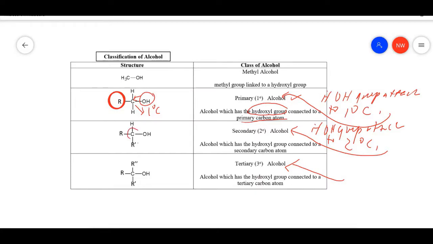So as you can see here, this carbon attached to two R group, so this carbon is secondary carbon, and then OH group attached to this secondary carbon, so we got secondary alcohol. And the last one, as you can see here, this carbon attached directly to 3 alkyl group, so this carbon is tertiary carbon. Then this OH attached directly to this tertiary carbon, then we get tertiary alcohol.